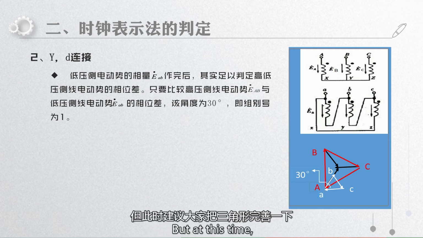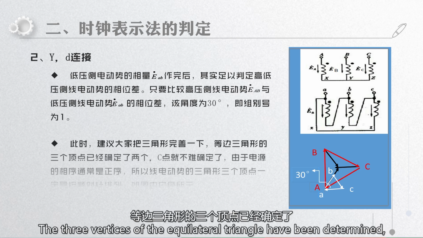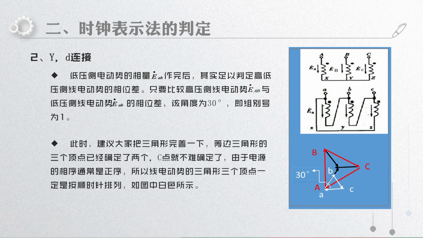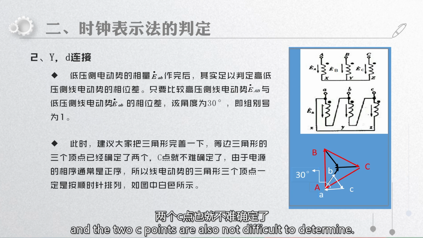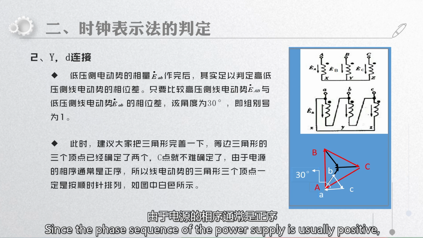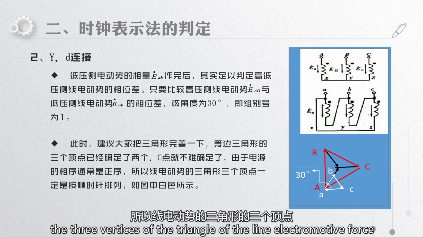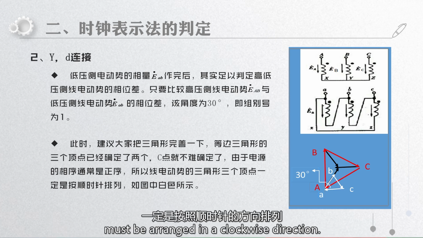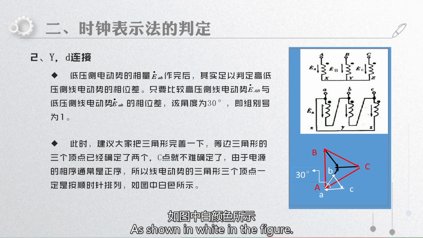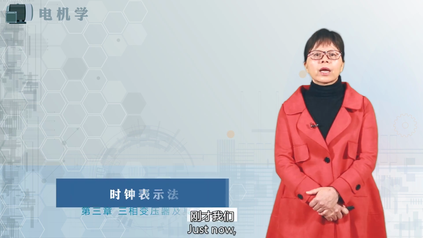But at this time, it is recommended to complete the triangle. The 3 vertices of the equilateral triangle have been determined, and the C points are also not difficult to determine, since the phase sequence of the power supply is usually positive. The 3 vertices of the triangle of the line electromotive force must be arranged in a clockwise direction, as shown in white in the figure just now.